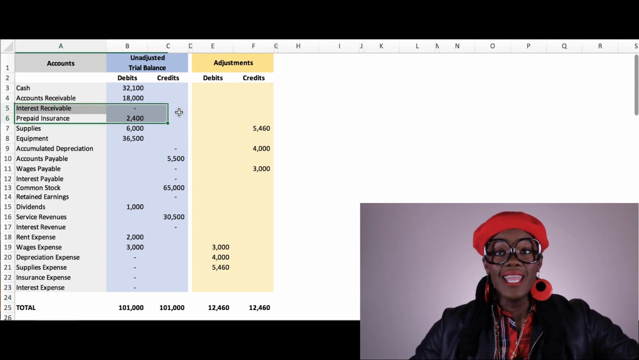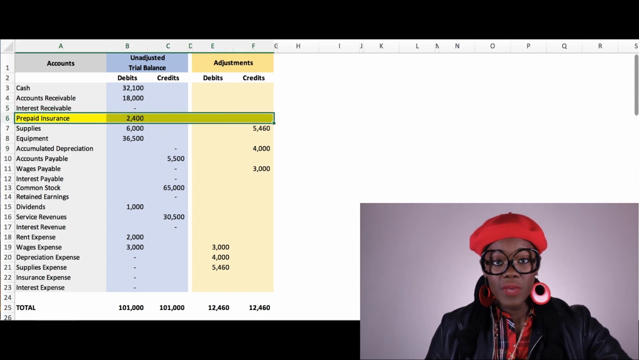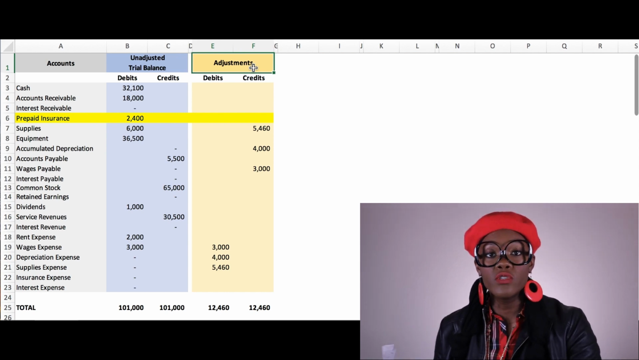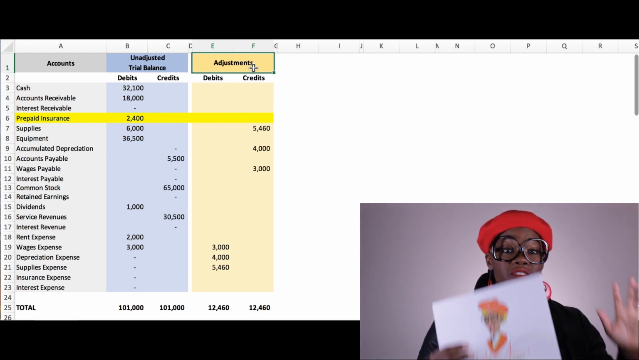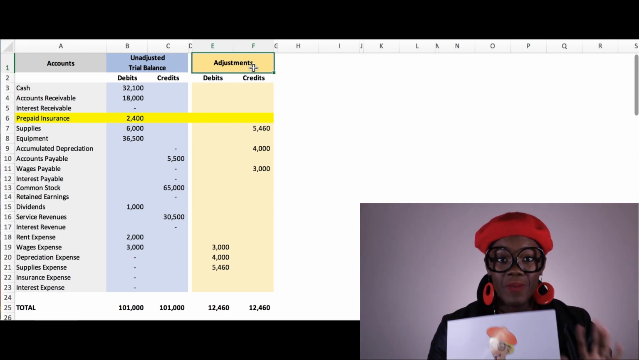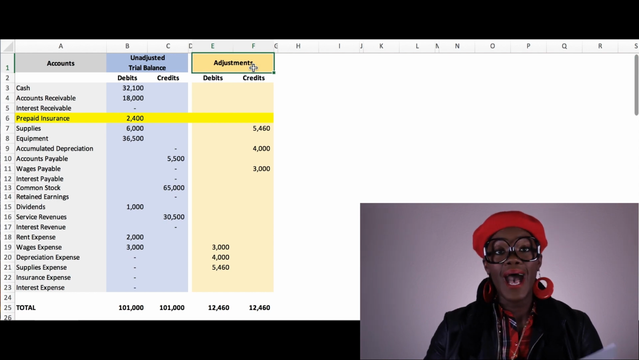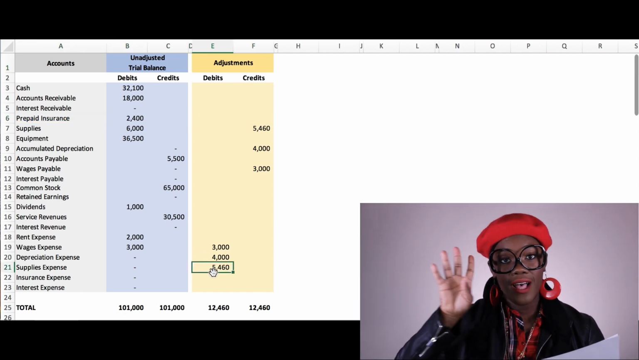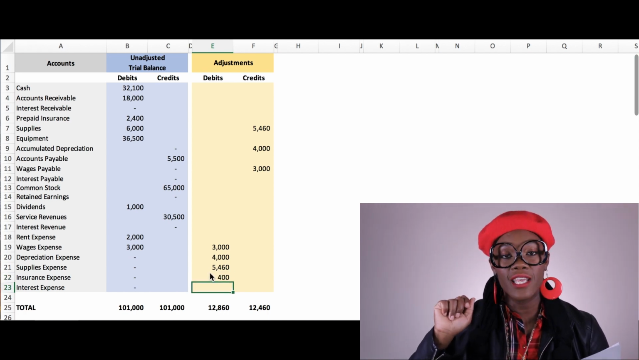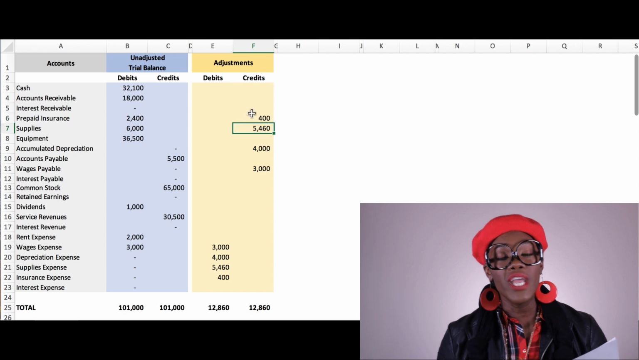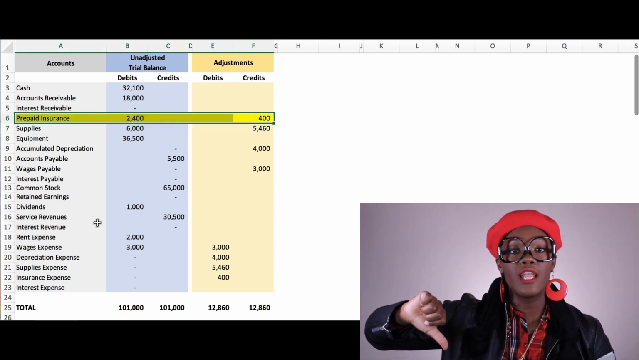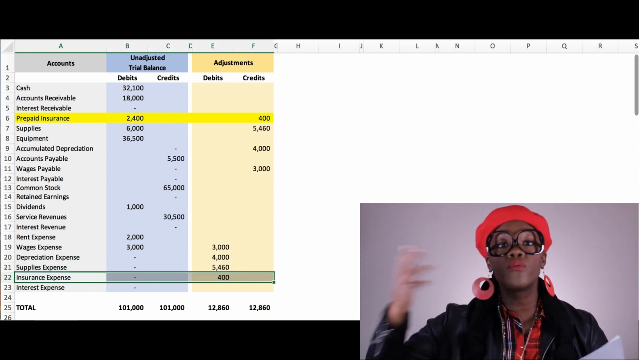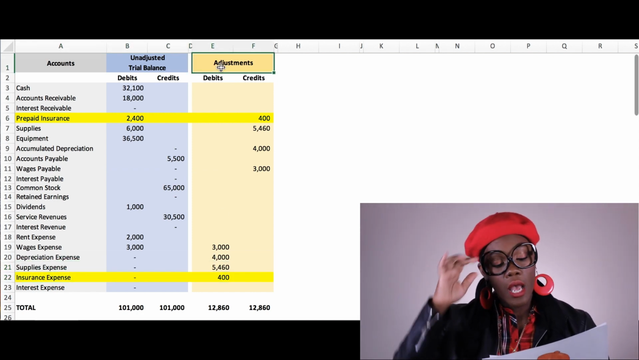So the fourth entry that we have to record is based on the fact that we bought some insurance on November 1st. So we're at the end of the year, and now 2 months have expired. That means it's no longer prepaid for those months. We now have to convert it into an actual insurance expense. We're going to do that by debiting insurance expense for $400 and then crediting the prepaid expense for $400. So we're increasing the expense and decreasing that asset because we no longer have all of that prepaid. So now we just have $2,000 left in the prepaid insurance.